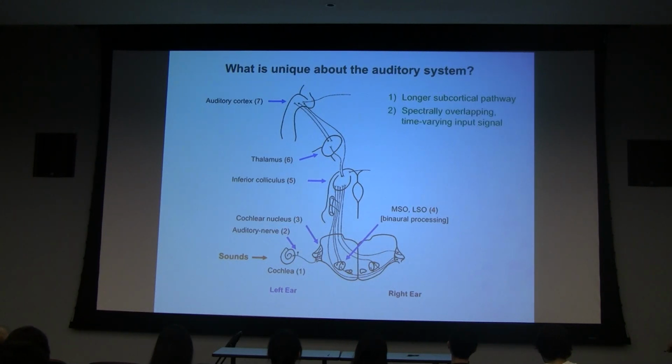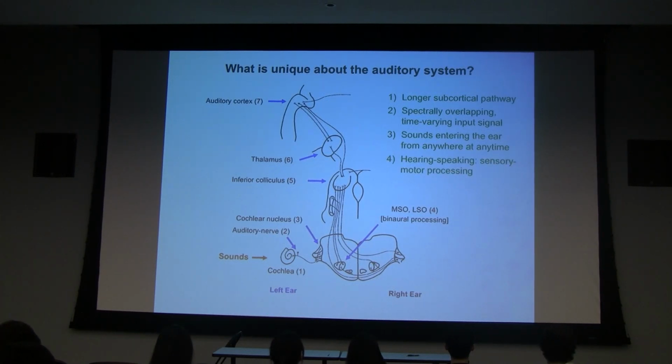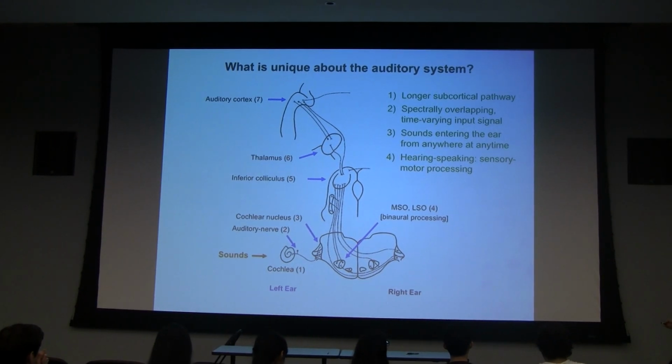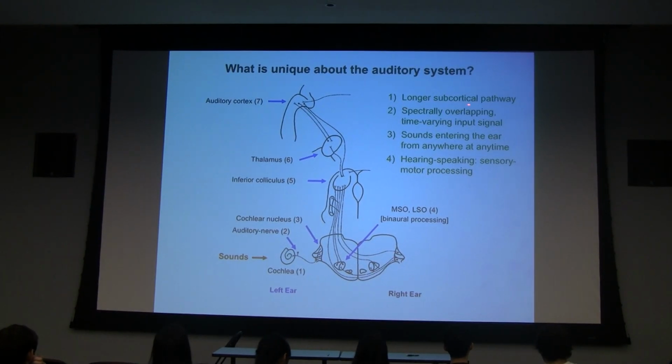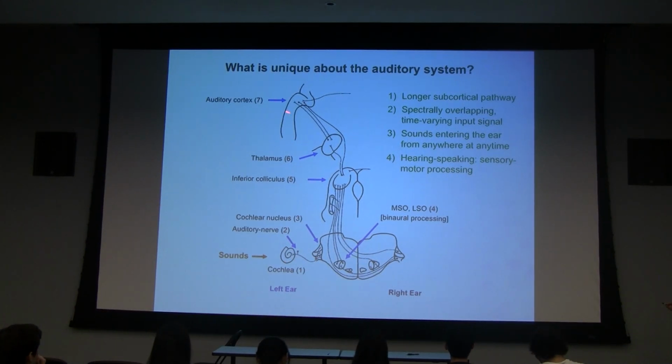So I mentioned earlier in my lecture, I just reiterate this now. What makes the auditory system different? Now that you have seen the visual system, you have seen the somatic system, you can go back and take a look. This is a very important thing for you to get an impression of what is the major difference between sensory systems. No two sensory systems are the same. The auditory system has longer subcortical pathways, that are from here to here. We'll talk about seven synapses.